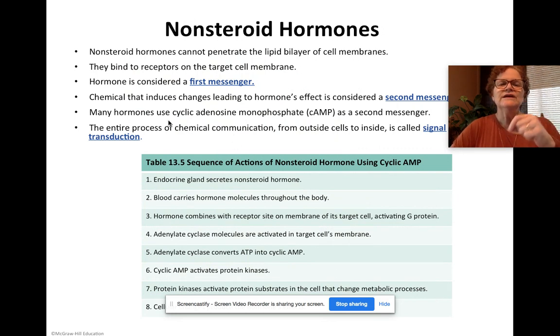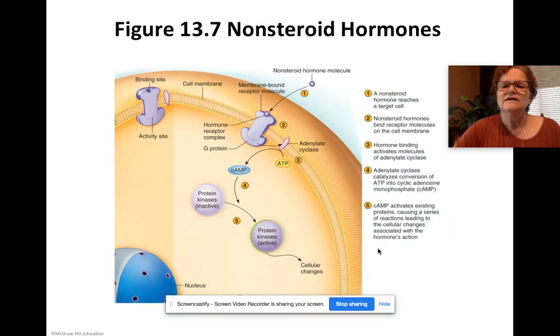And then here in non-steroid hormones, the hormone is considered a first messenger, and then you've got a second messenger. So that second messenger, we're going to see that over in the next picture. So here, this is where that second messenger sort of comes into play. You might see one of these diagrams in some of your online work.